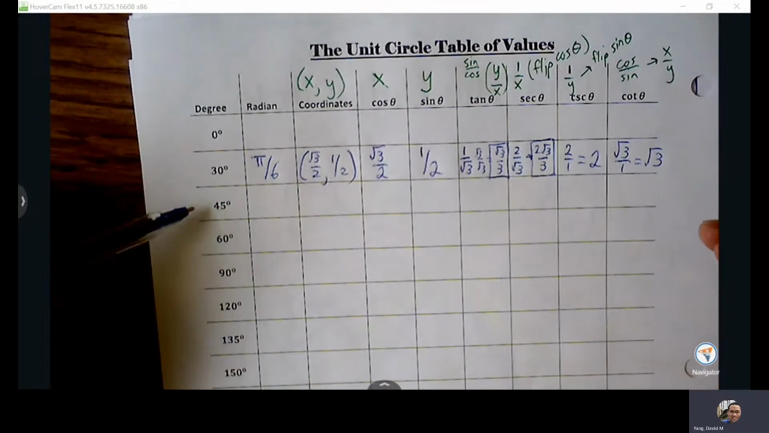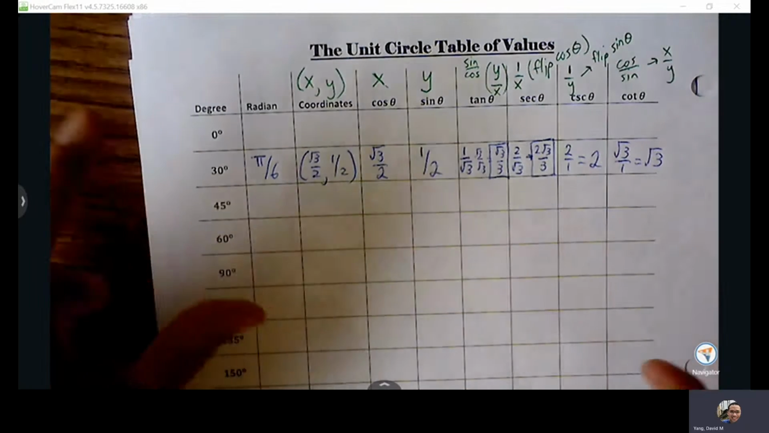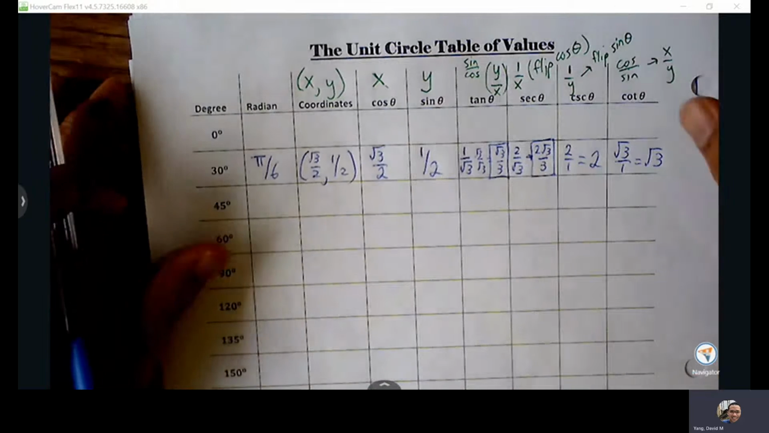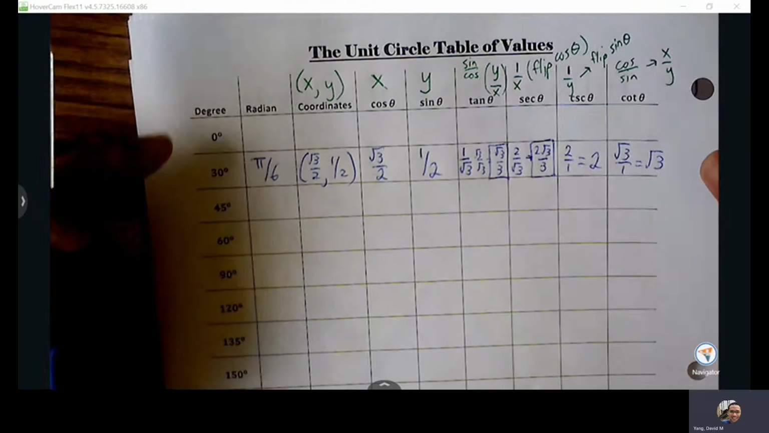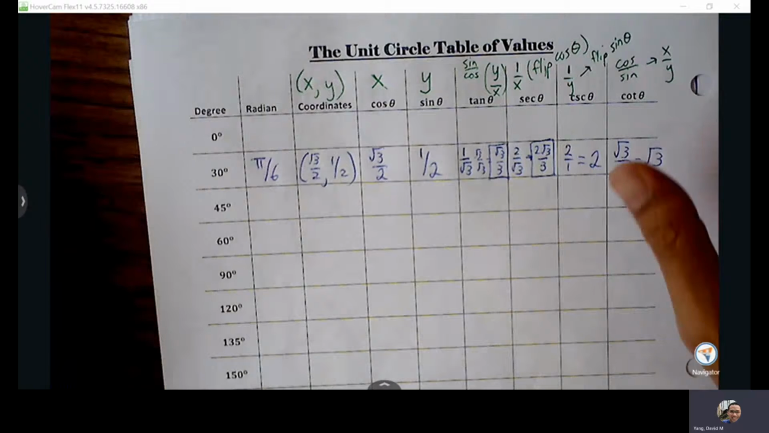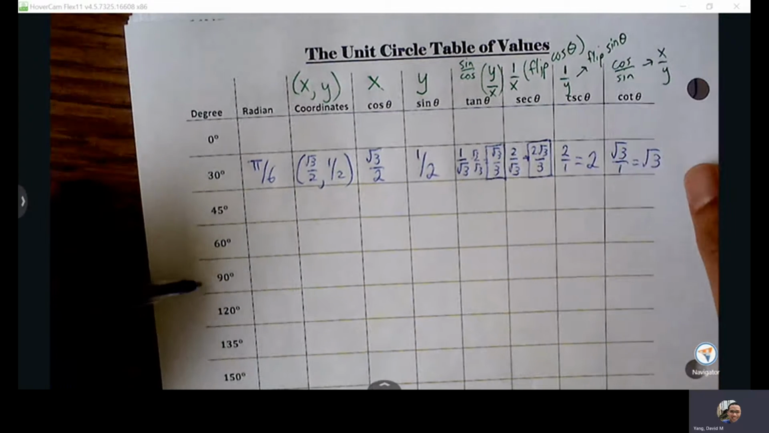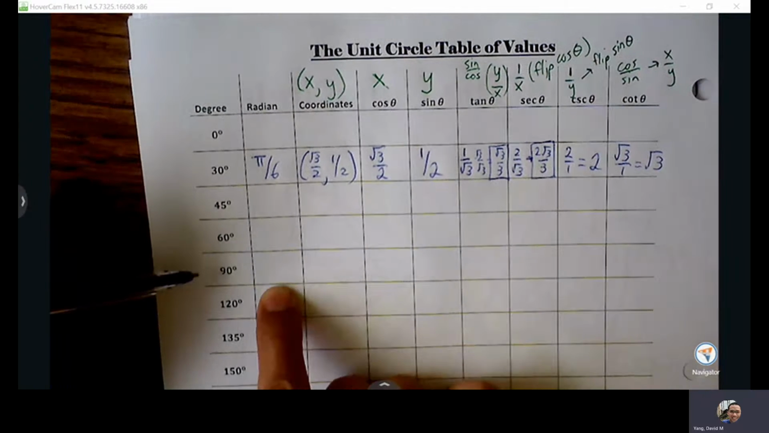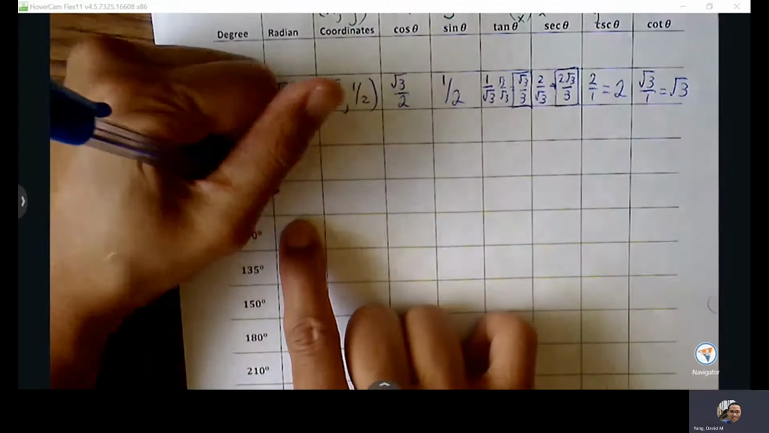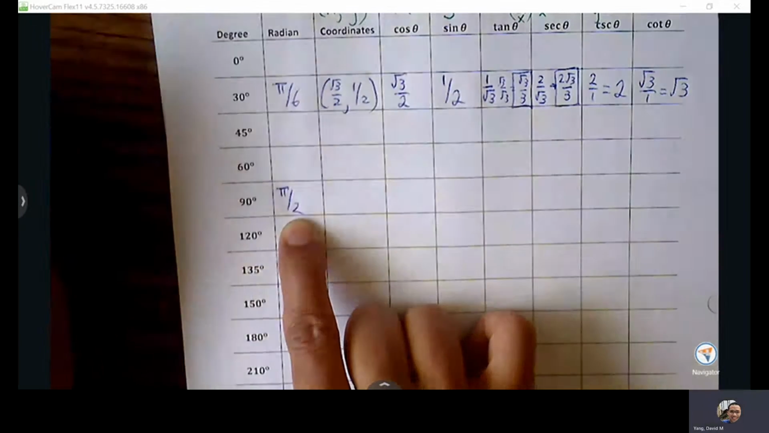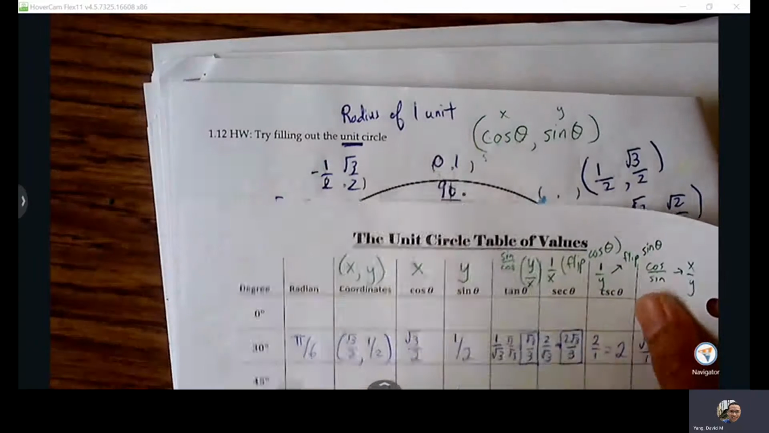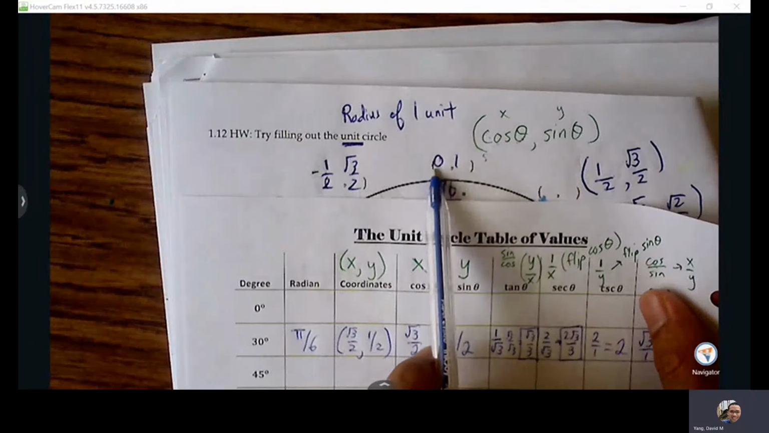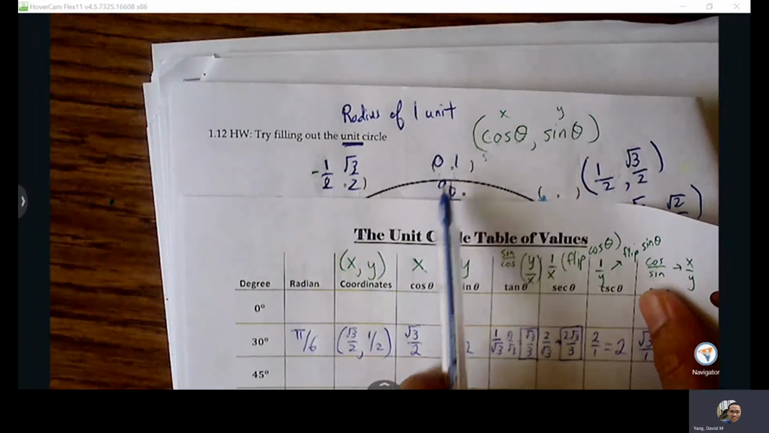Okay, so we're good with 30, 45, 60. These all kind of follow the same pattern. There is a little bit of difference with the quadrant angles. So let's explore one of those. Let's do a 90-degree one. So 90 degrees, that's pi over 2. And we look at the ordered pair here for pi over 2. My ordered pair is 0, 1.